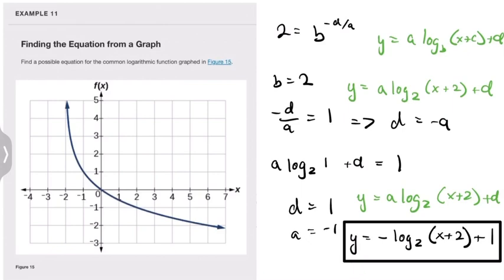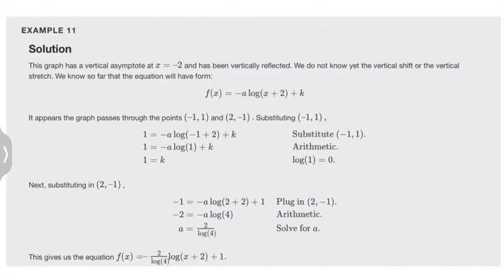Now let's just compare it to the way the book did it. So they talked about the vertical asymptote first, so they went on and captured that. That moved the entire graph to the left by 2, all right? So you say +2 to do that. Now they use the points -1, 1, and 2, -1. Okay. So when they plugged the first point in, it gave them k immediately, which we kind of realized a little bit later. So their points probably were a little bit easier to use.